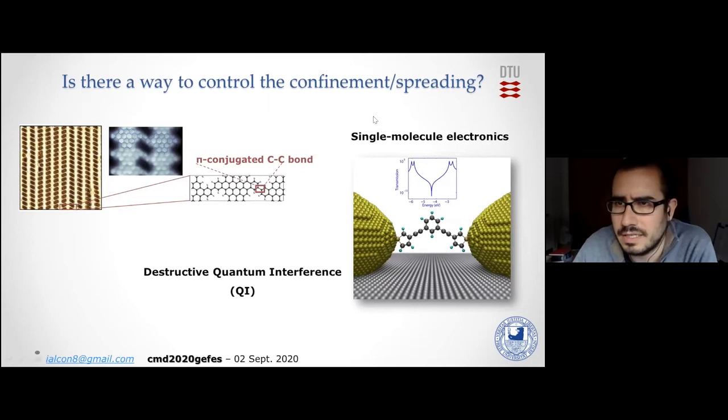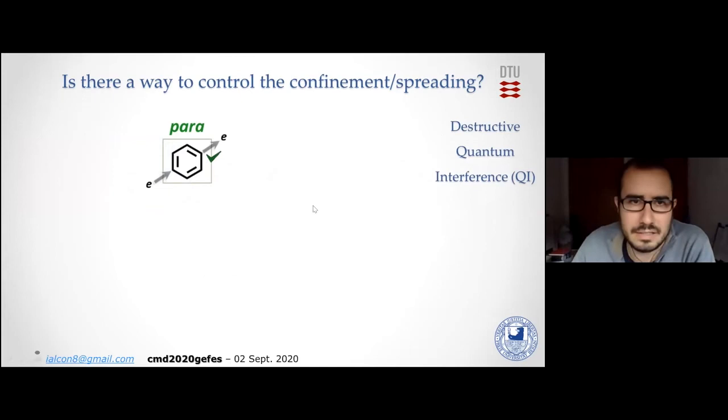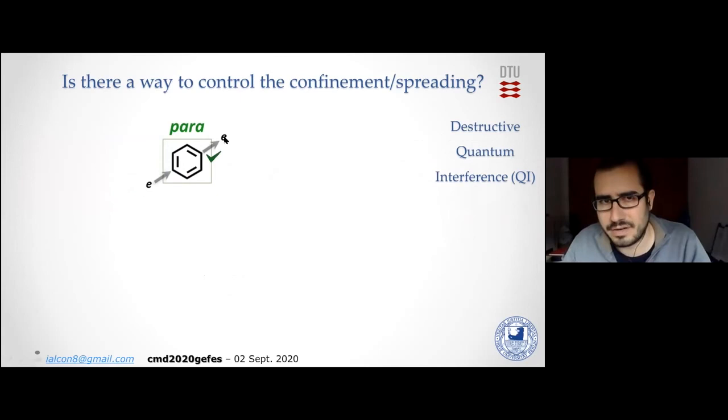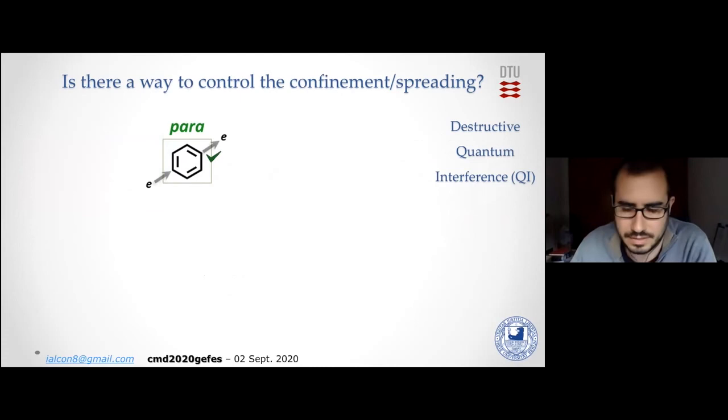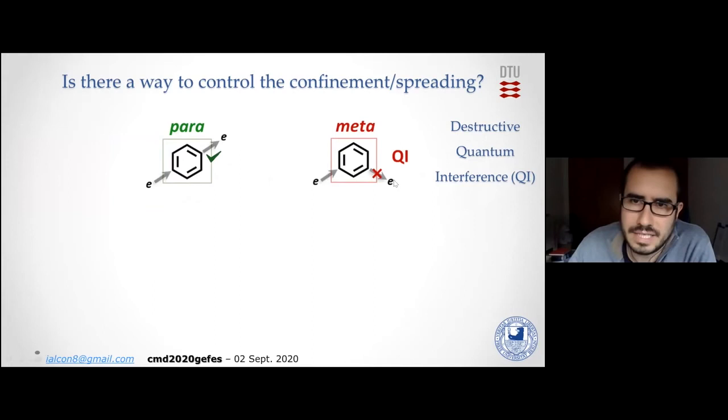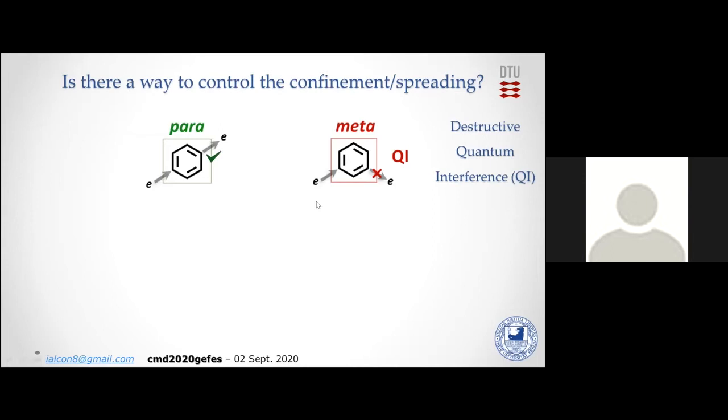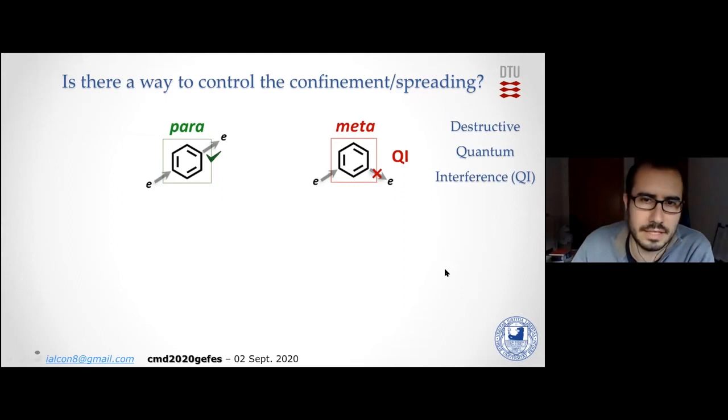And essentially, the most prototypical example of that is a benzene ring. In a benzene ring, if you connect the electrodes in the para configuration, electrons go through easily, and you get the normal or maximum transmission that you can get through a single benzene ring. But if the electrodes are connected in meta configuration, then this destructive quantum interference takes place, and that enormously decreases the transmission through that molecular device. And this has been experimentally demonstrated a few times.